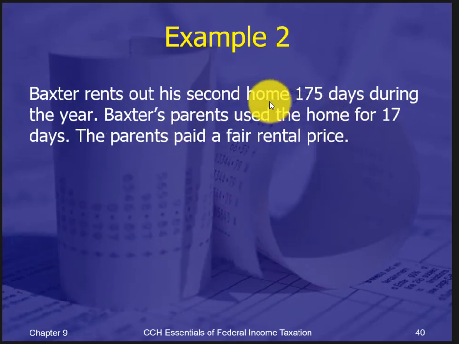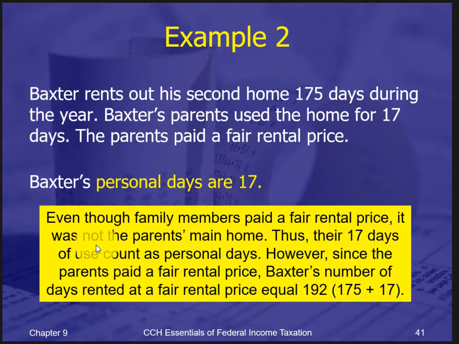Okay, 175 days during the year, parents used it. We didn't use it at all. Baxter didn't use it at all. Parents did pay a fair rental price. Remember, exception for family members. Even though family members pay rental price, it is not their main home, so they count as personal days. But because they paid a fair rental price, they also count as part of the rental, fair rental days.